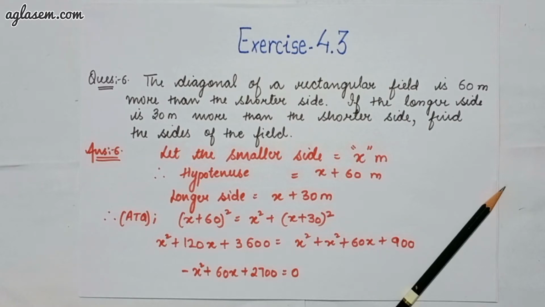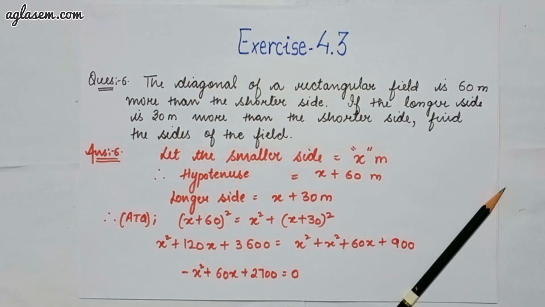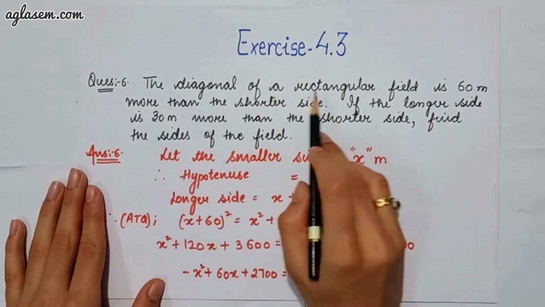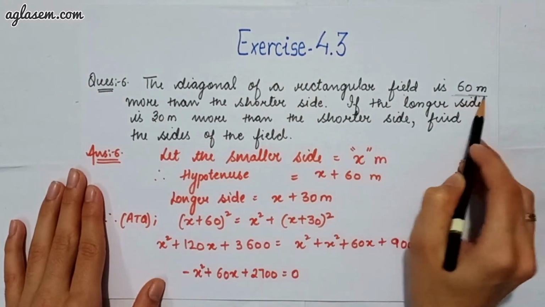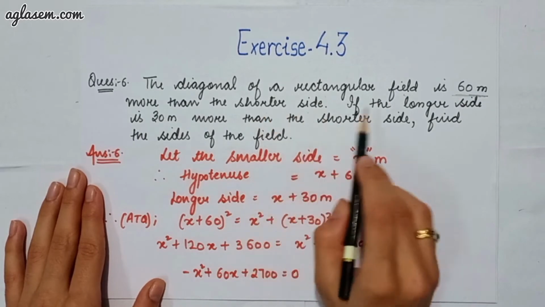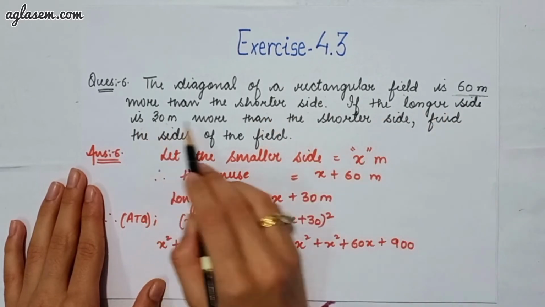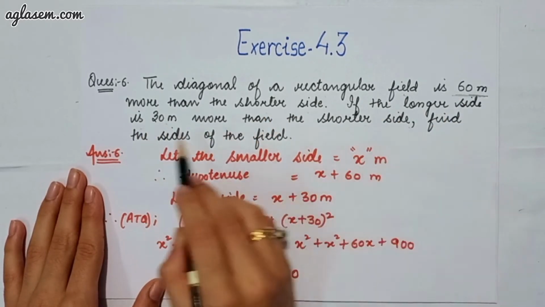Today we will be covering chapter 4, that is quadratic equation. So starting with the rest of the questions, our sixth question says the diagonal of a rectangular field is 60 meter more than the shortest side. If the longest side is 30 meter more than the shortest side, find the sides of the field.